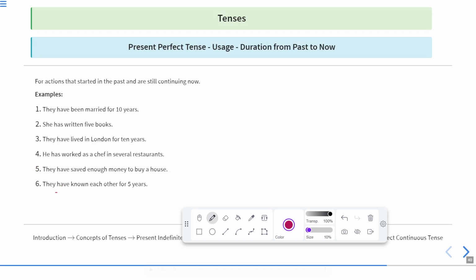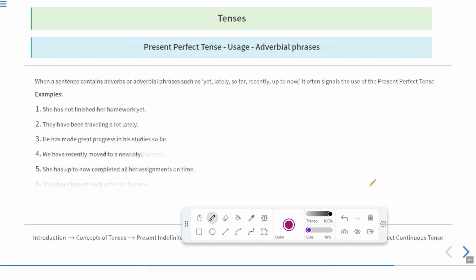If you see this sentence, they have known each other for 5 years. Now, if I write the sentence in present indefinite tense, I will write they know each other. Okay, but if they have known each other for 5 years, it should be written in present perfect tense, because here we mentioned the time from which they started knowing each other. Okay, they started knowing each other. Now let us move to the next one.